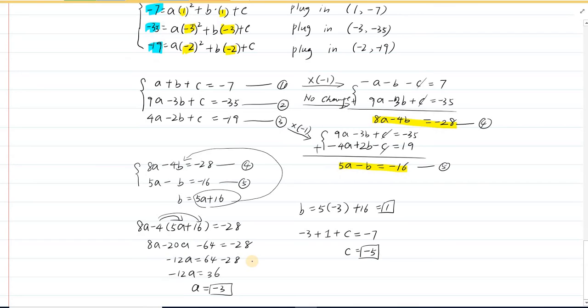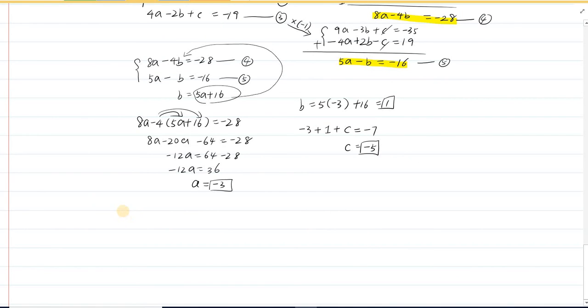Okay, so here is what you have to do. Once you find your a, b, c, I'm going to copy this down. We're going to have y equal to ax squared plus bx plus c. This is the one they want you to write. So I'm just going to plug in our a, b, c. Our a is -3, b is 1, and c is -5. So then I'm going to clean up a little bit. That will be y equal to -3x squared plus x minus 5. So that is our final solution.